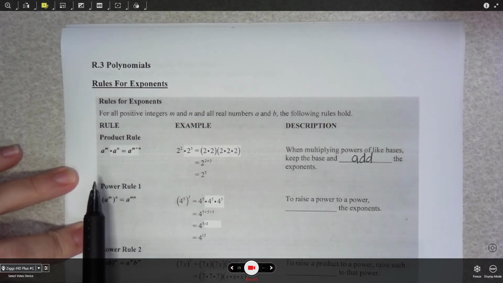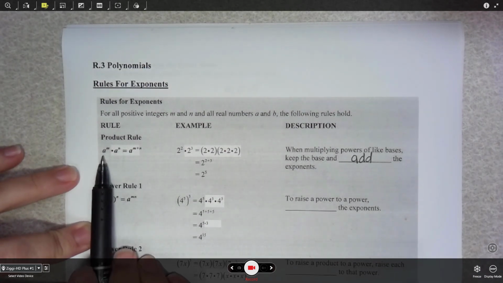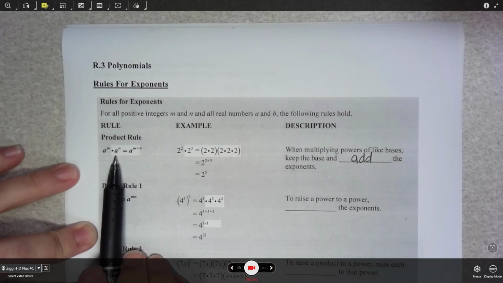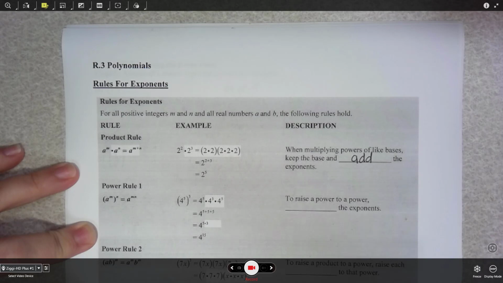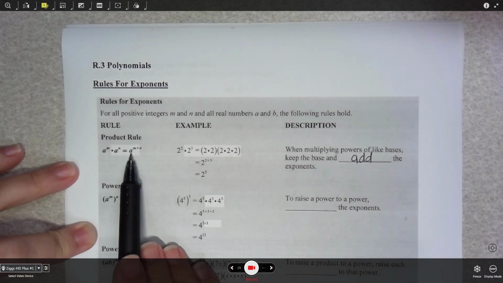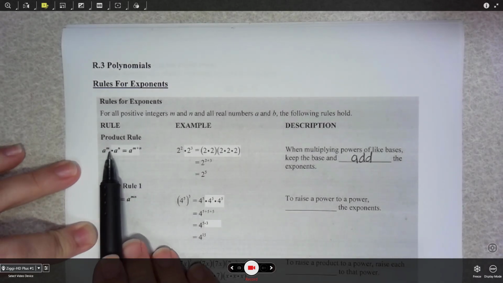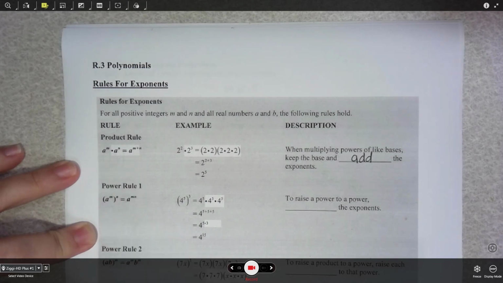So you can see in this problem here, I have a to the m power times a to the n power. And so to perform that operation, the fastest way to do it is to use the product rule. I just keep the base a, and I take the two exponents, m and n, and add them together.